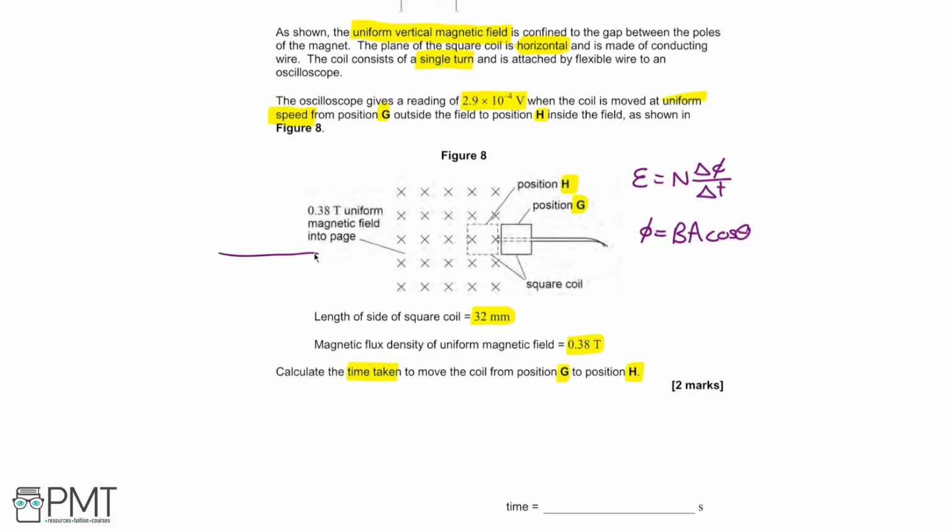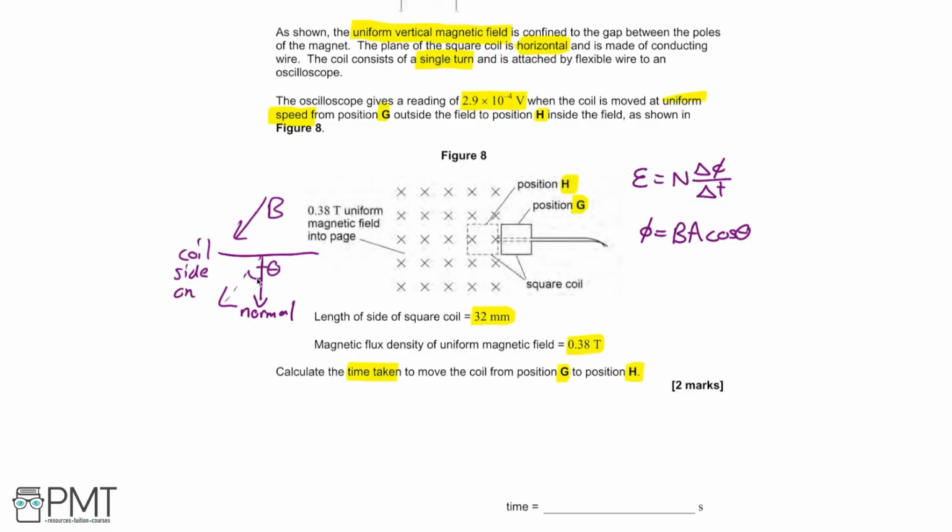Consider the normal to the area of the coil. So this is the normal here. And then we have our magnetic flux density coming downwards, like so. And say in this case that it's off at some angle to the normal. This is what the angle theta represents. So here we're viewing the coil side on.